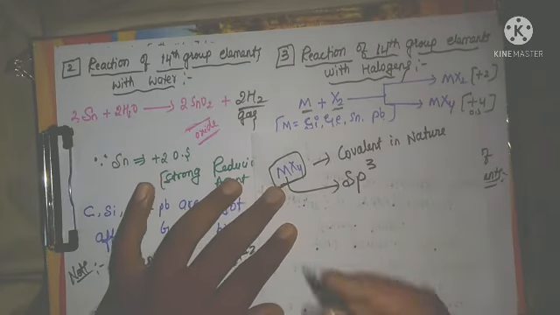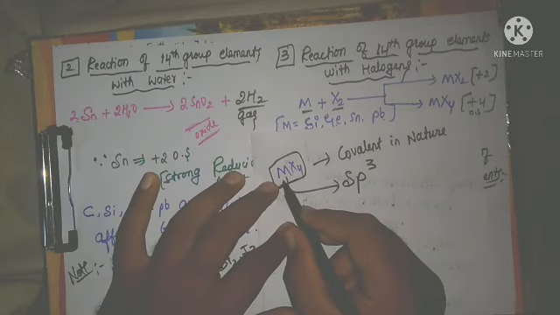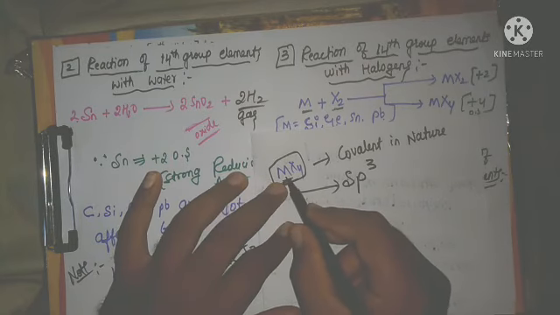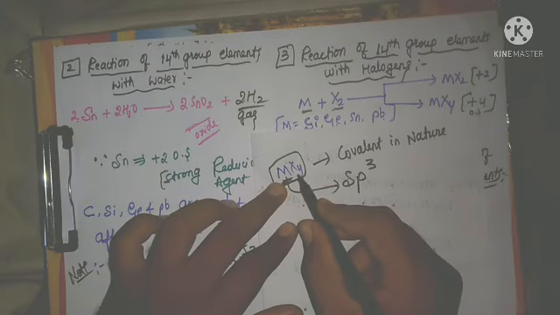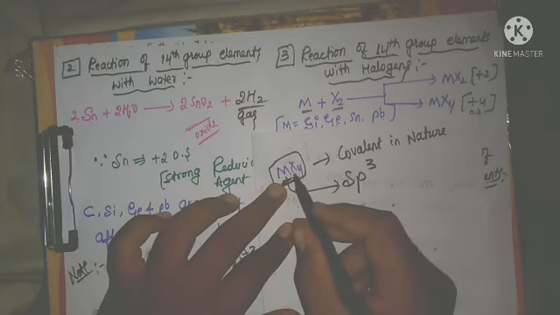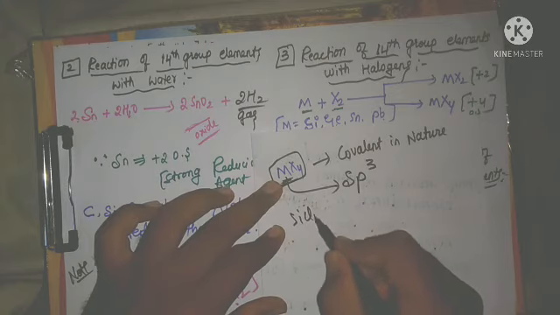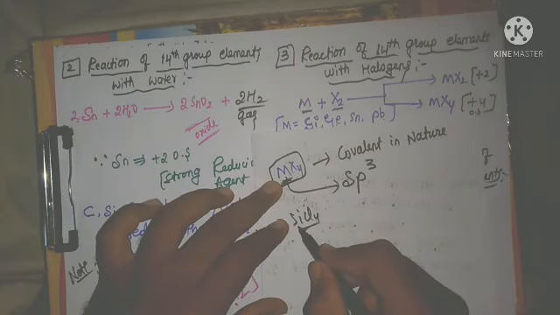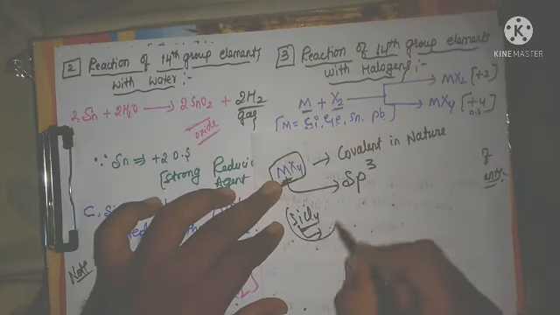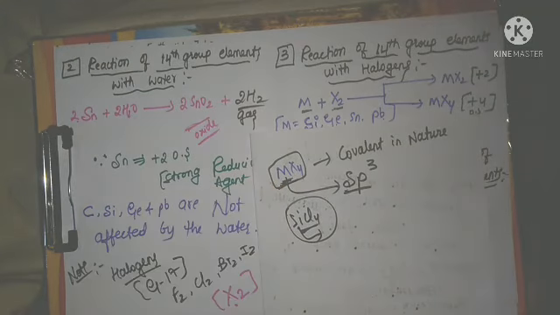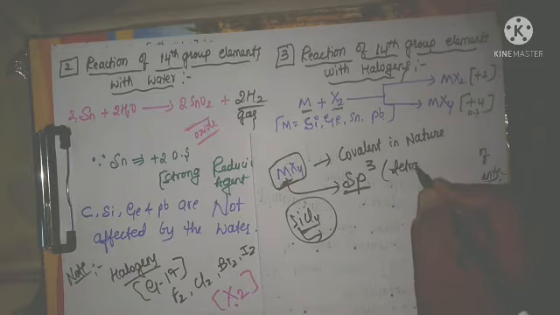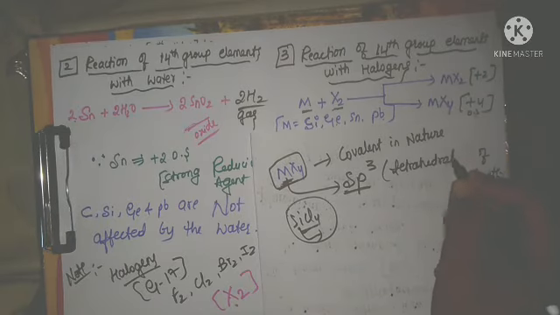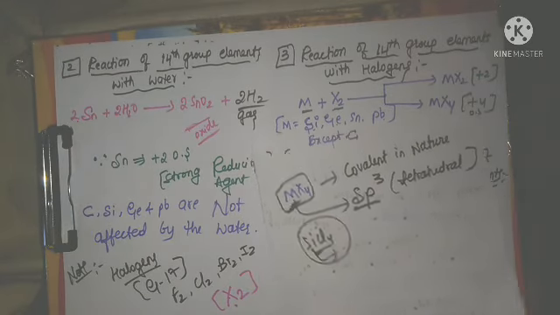What is the hybridization of a 14th group element when it is reacted with the halogen and forming the tetrahalides? Maybe silicon tetrachloride, SiCl4. What is the hybridization of silicon? You have to remember, it is sp3 hybridized. sp3 means what is the shape? Tetrahedral shape. Tetrahedral geometry or shape. That is only I am writing here.